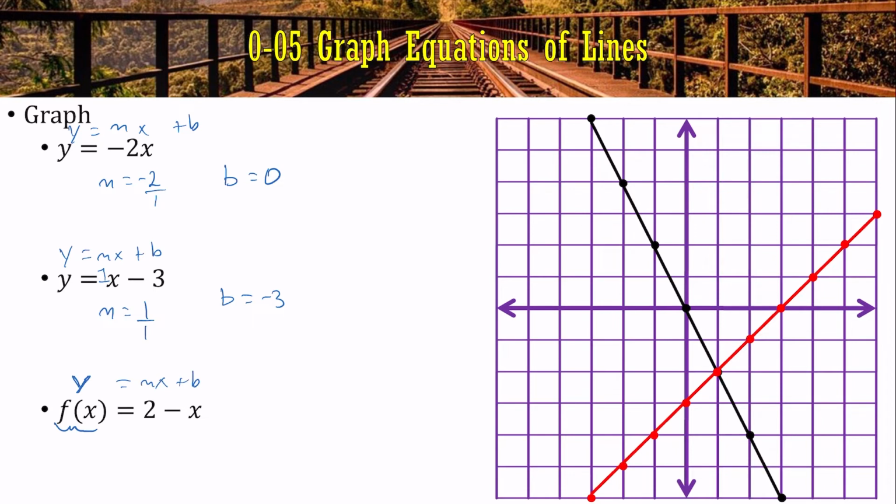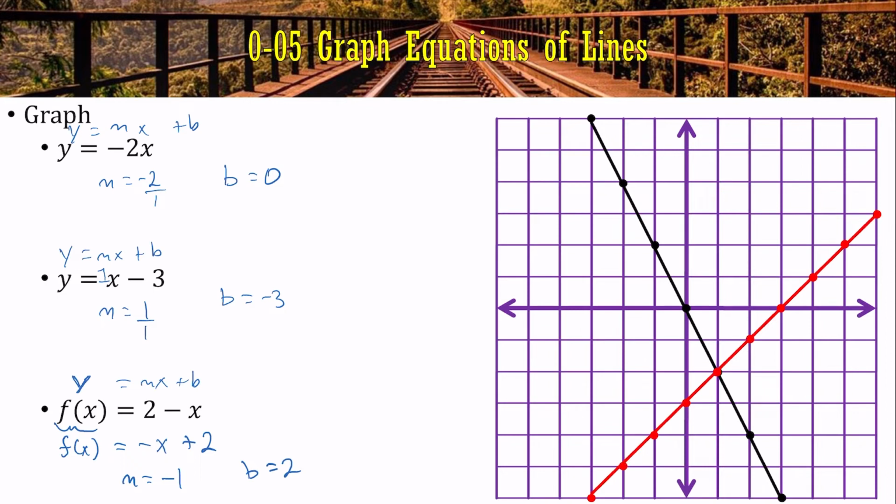Wait, that format doesn't look quite right, so let's rearrange it. f of x is the same as y, but let's put the x first. It'll be the same as negative x plus 2. If we do that, we see our slope is negative 1, and our b is 2.